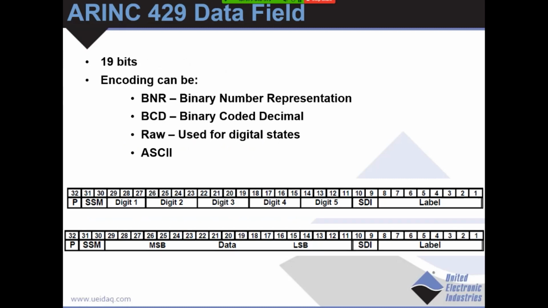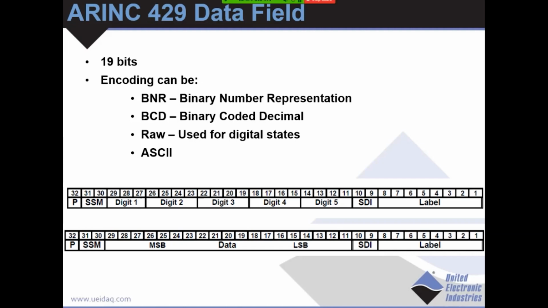So here's a breakdown of the data field. Again, data is represented with 19 bits. We may use all of those bits or just some of them, depending on the device. The encoding can be one of these four options. We have BNR, binary number representation, and this is typically a 2's complement binary value. Since we don't have to use the full 19 bits, you need to consult your device manual to determine the bit length and also the resolution to determine the true data value.